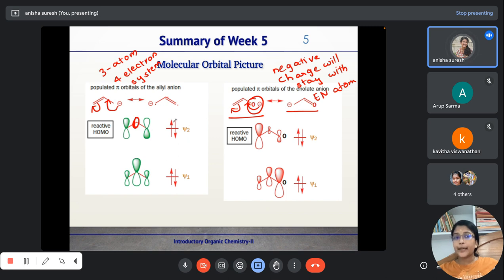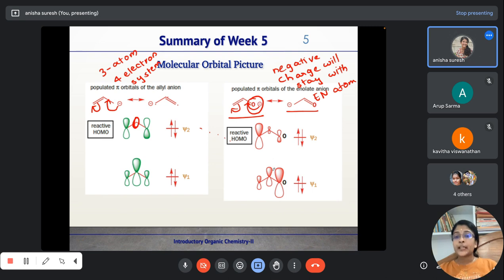And we can see, when we compare both the allyl anion and this enolate anion, psi 1 and psi 2 both came down in energy. Right, here we can see the energy has come down for psi 1 and psi 2 because of the presence of the electronegative oxygen atom. We have seen the molecular orbital pictures of several atoms. When an electronegative atom is present, then the energy will come down. And here we have seen that this negative charge favors to be on the oxygen atom.